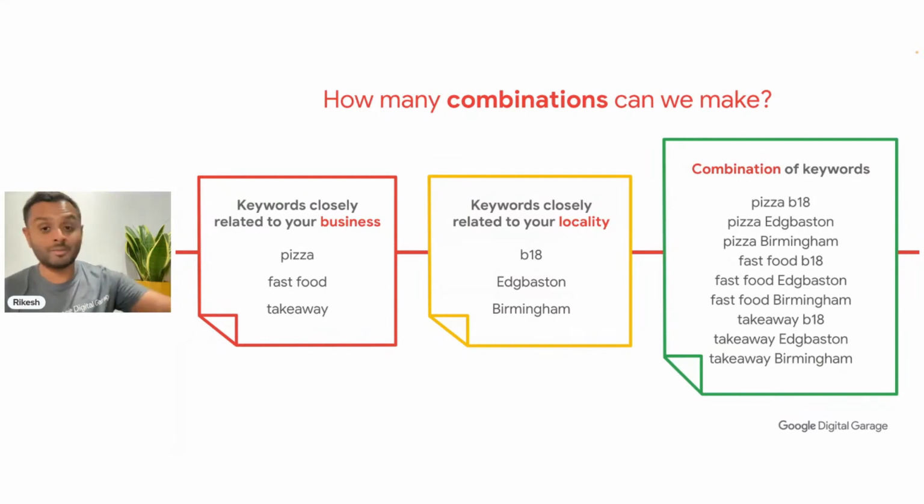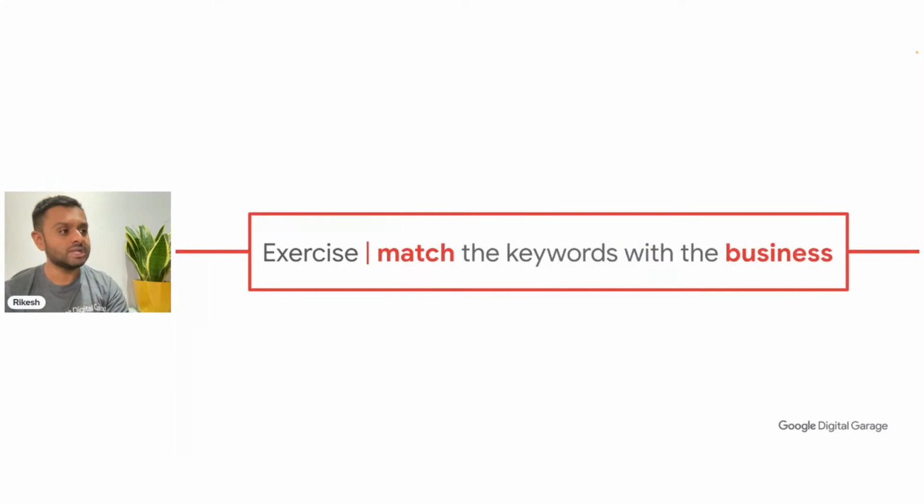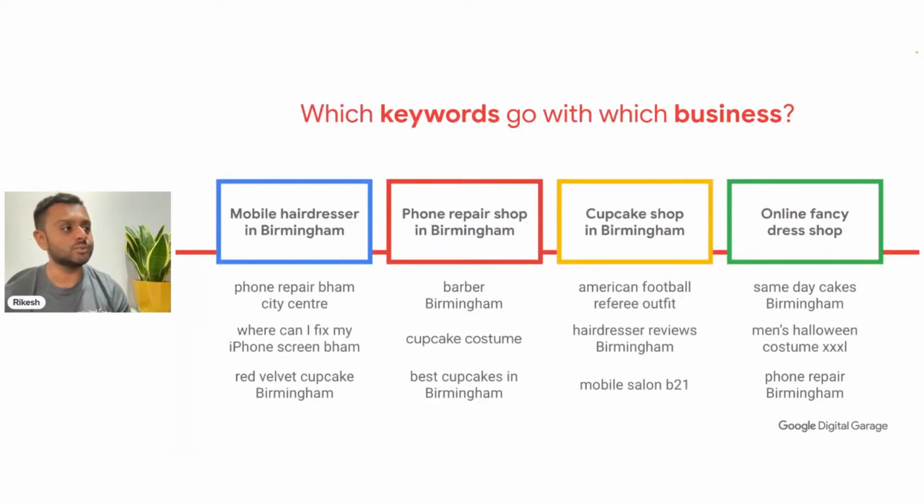And we are ensuring from the advertising end that we are being found for the right keywords and being as specific as possible. So if we go through a little exercise here in terms of matching keywords with the businesses that you can see in the colourful boxes, we've got different categories: a mobile hairdresser in Birmingham, a phone repair shop in Birmingham, a cupcake shop in Birmingham, and then, just to be different, an online fancy dress shop as well. So that's not location specific.